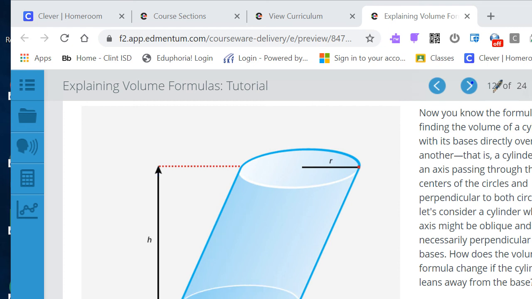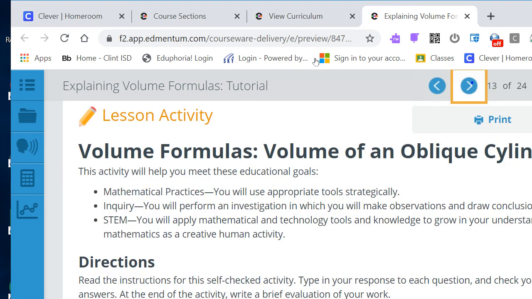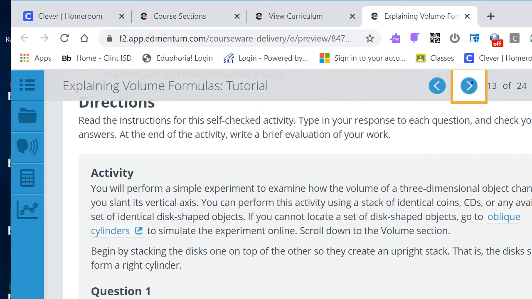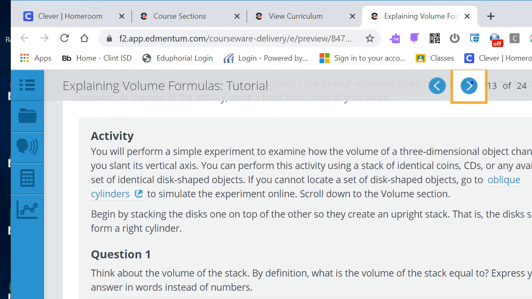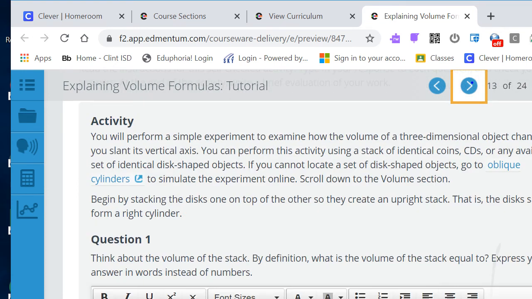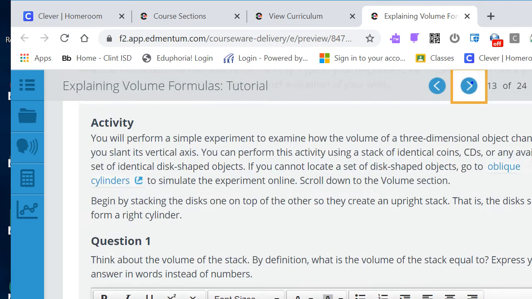Let's move on. Next question. Okay, so now we have volume of oblique cylinders. And again, remember, every time that we have one of these activities, you're going to have to click on the slider and then you guys can answer your questions. Okay?